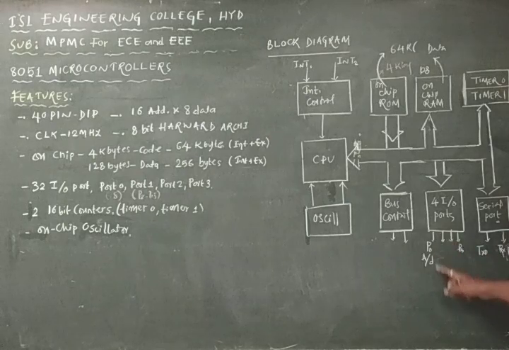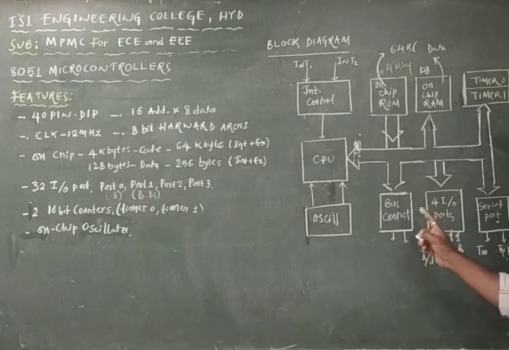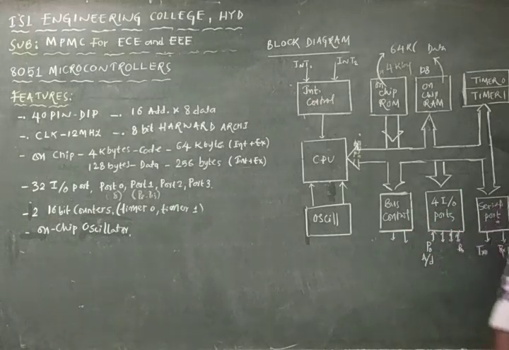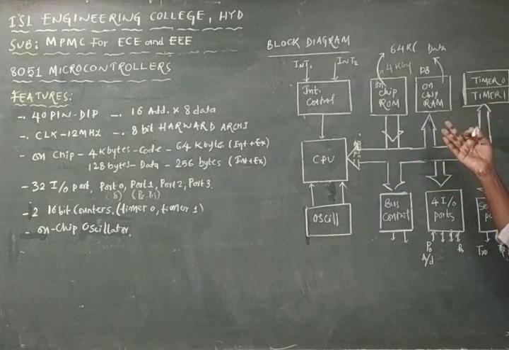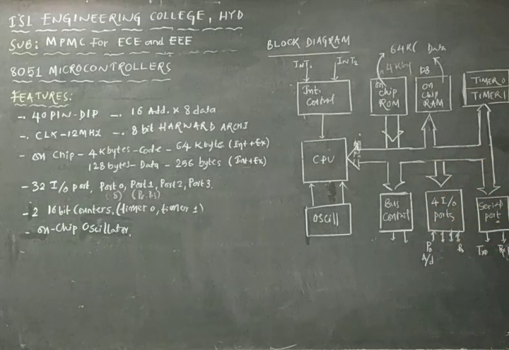These are bidirectional lines, so they may act as the address bus or the data bus. Whenever it is acting as an address bus, it will be treated as a unidirectional bus. Whenever they are carrying data, it can be bidirectional. That means data can be read from the external memory, and data can be written into the memory.